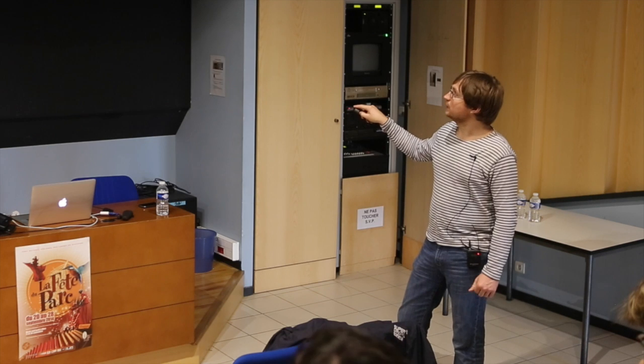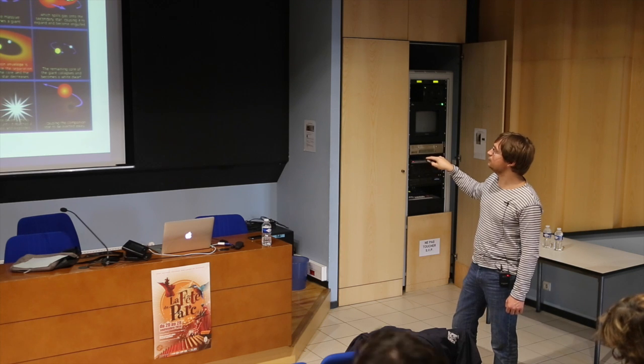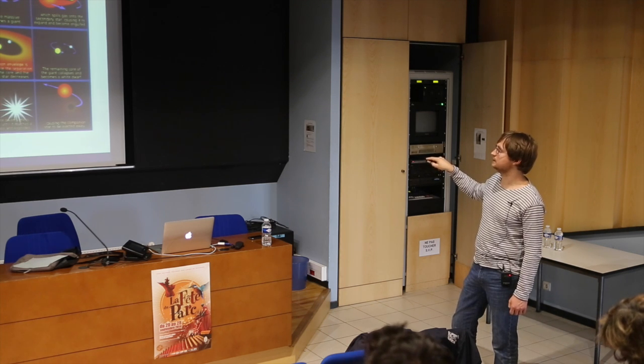So here is a small sketch of what happens to this kind of system. You have 2 stars of different mass on the main sequence. At some point, the more massive star will become a giant, and the other one continues its evolution. Then this star here ends its evolution, produces a white dwarf, and the other star that is slightly less massive will in its turn become a red giant, and the secondary star here can begin to accrete material from this star.